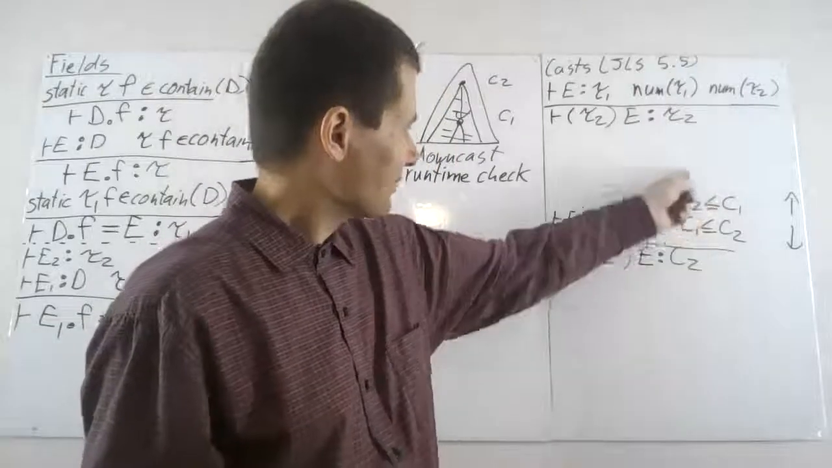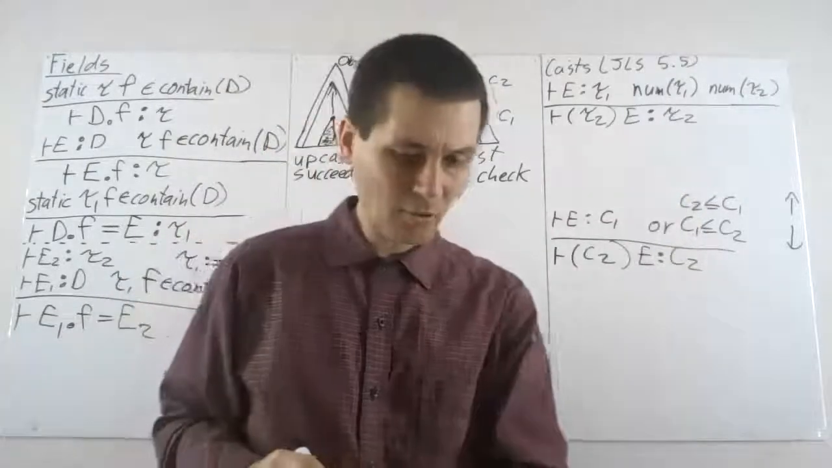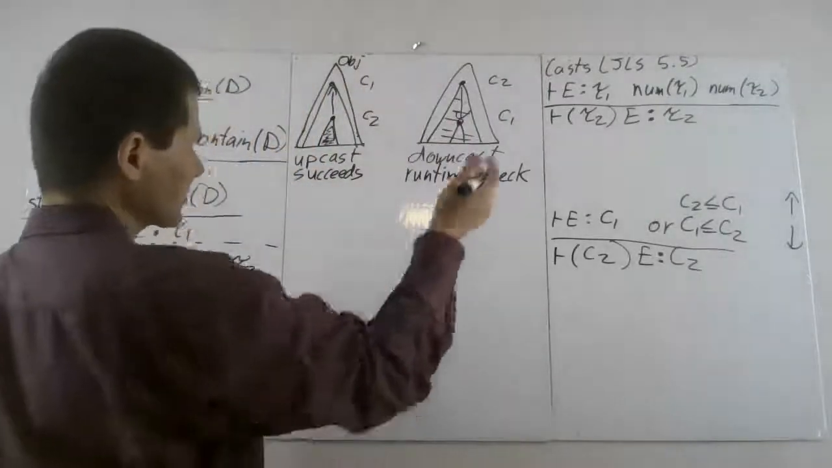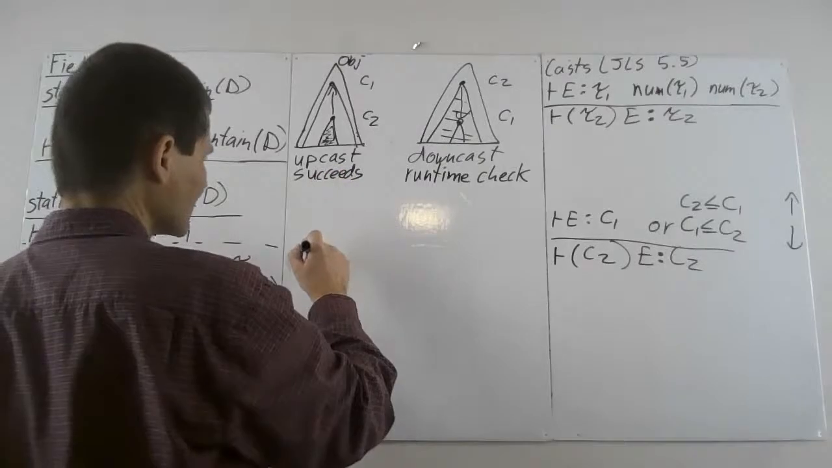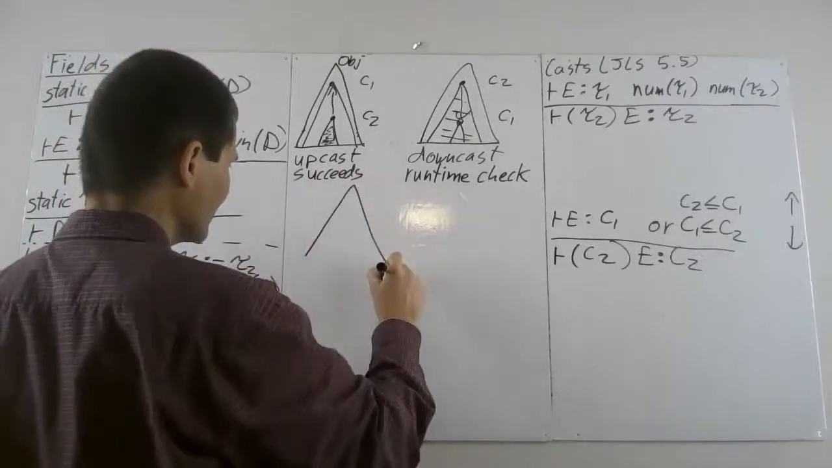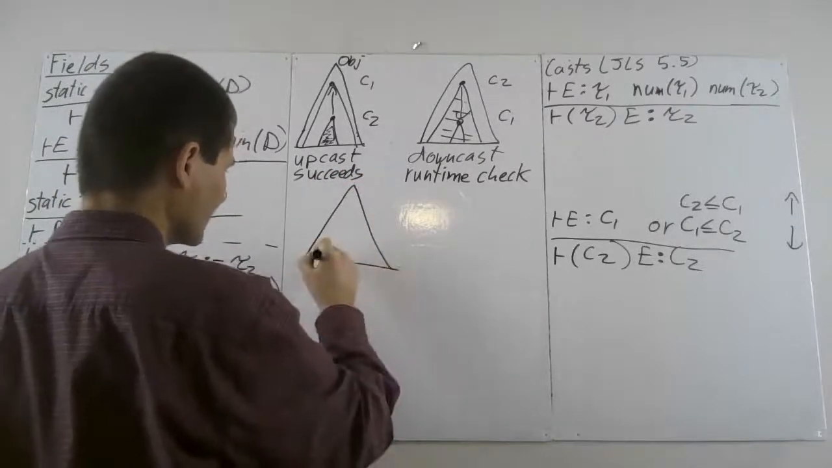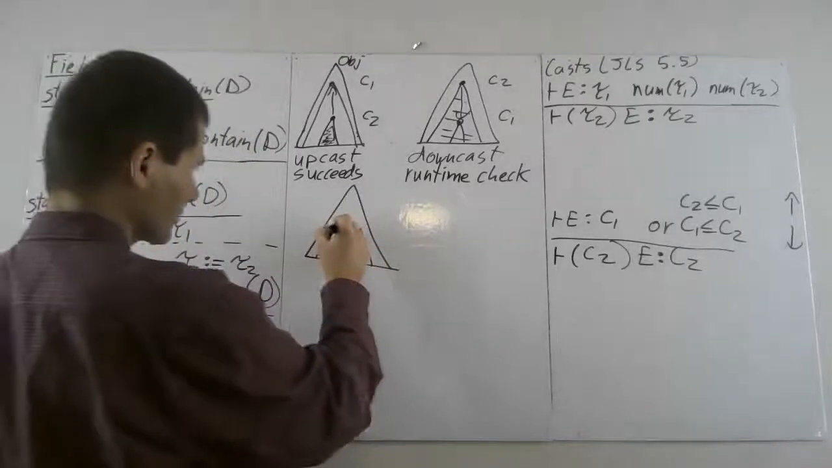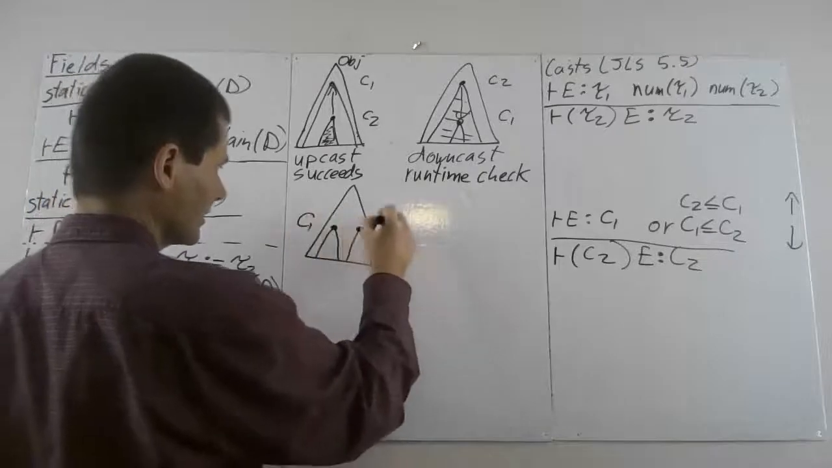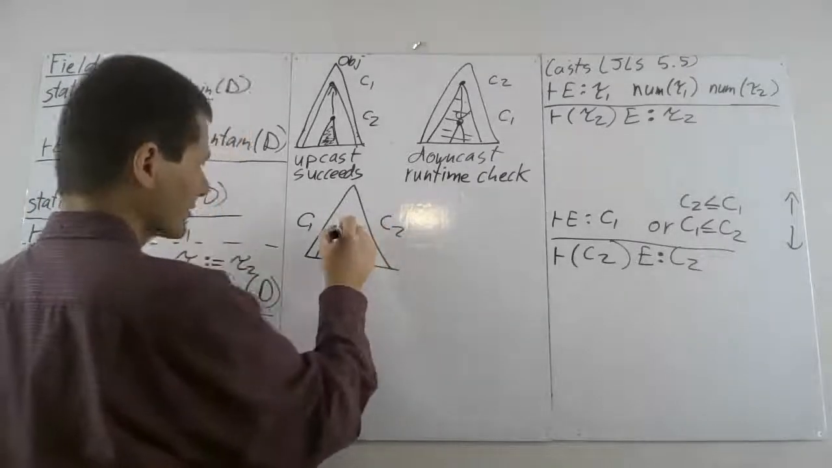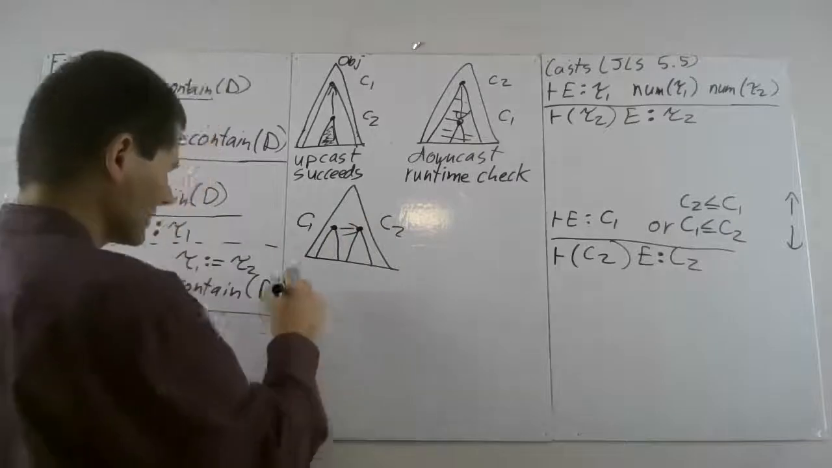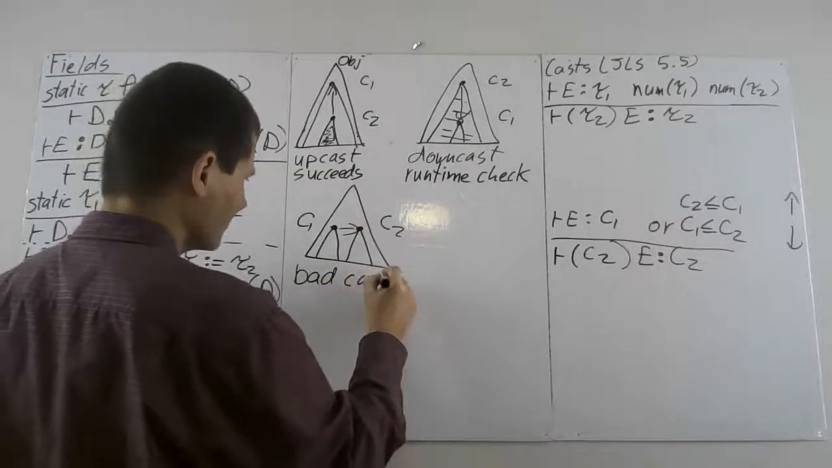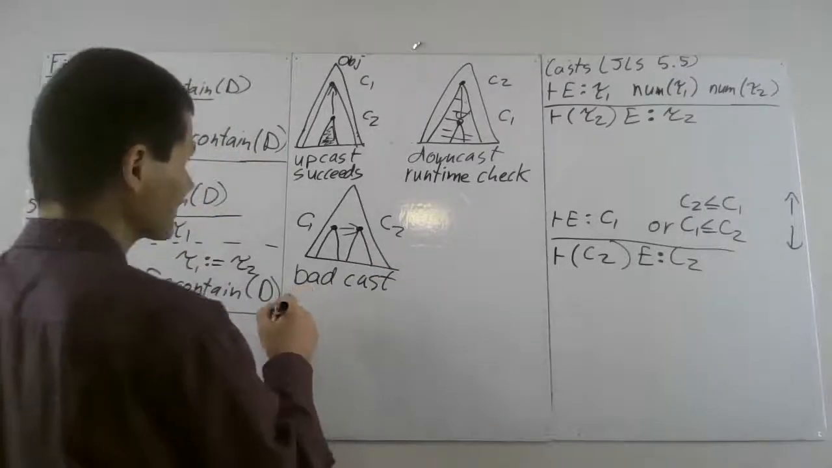What happens if neither of these two hold, right? If you don't have an upcast or a downcast, so neither class is a subclass of the other. In the diagram, it kind of looks like this, right? You would have C1 and C2, and you're casting sort of sideways. Sometimes that's called a bad cast, and it's bad because it always fails.